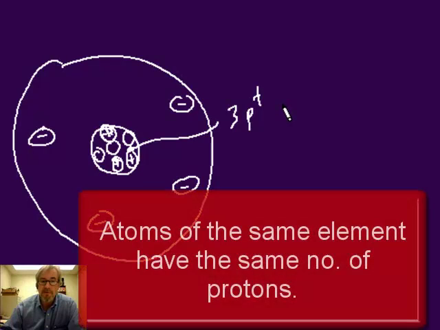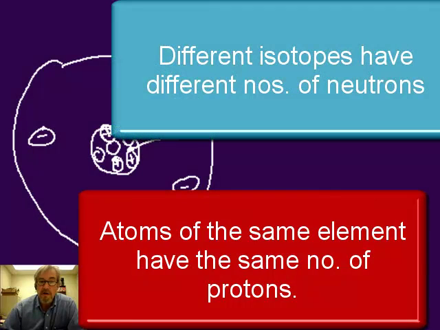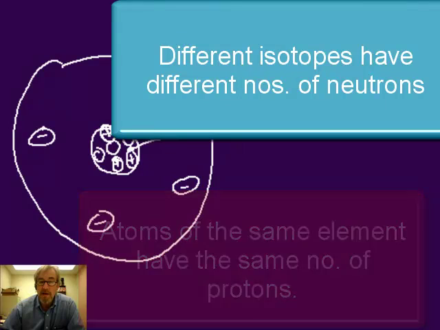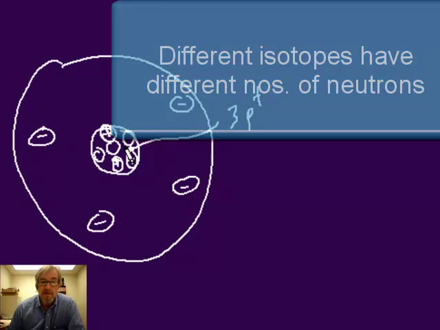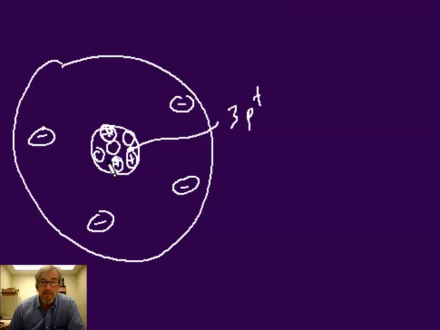So for example, if my nucleus contained 3 protons, that would have to be lithium, which is atomic number 3. Any other atom with 3 protons would also be lithium. The number of neutrons in different isotopes of the same element can vary. So this atom has got 3 neutrons, but if I had a different atom that had 4 neutrons in it, that would also be lithium, just a different isotope of lithium.